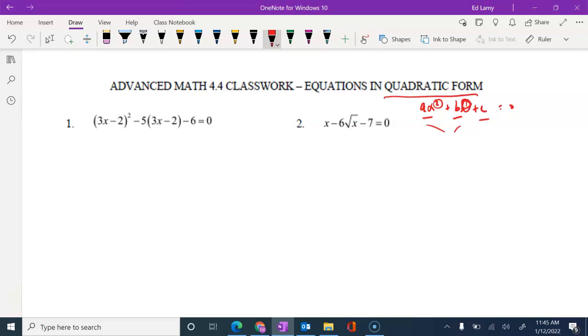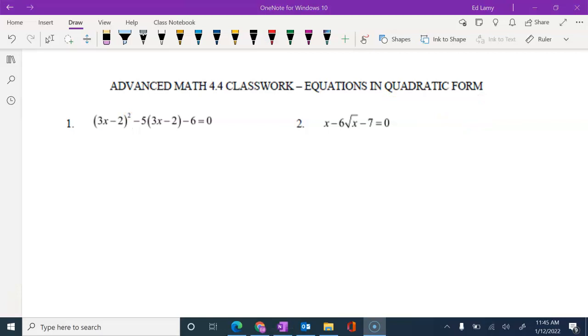This is degree 1. The first term is double that, or degree 2. So this first example is complex looking, but this binomial is degree 2 in the first term and degree 1 in the second term. And then we have a constant. So that is in quadratic form.